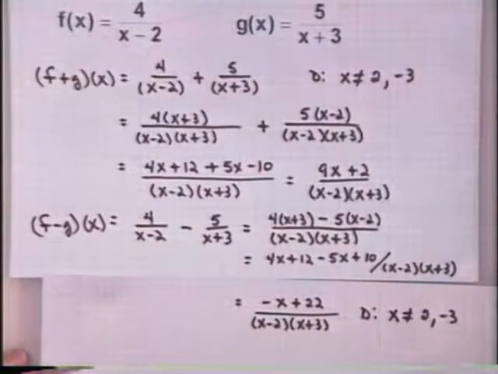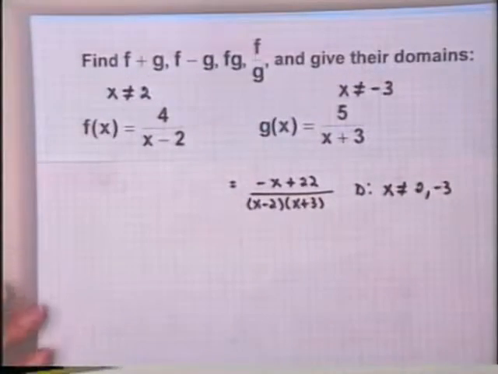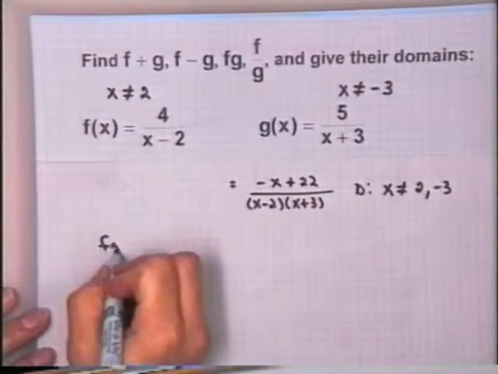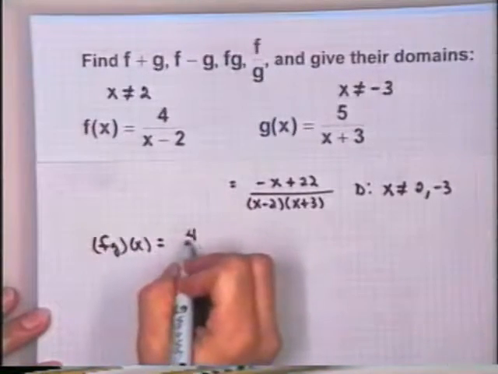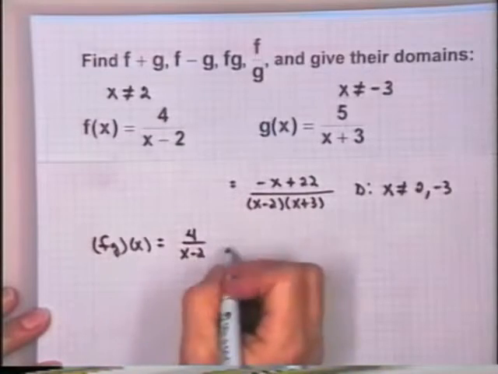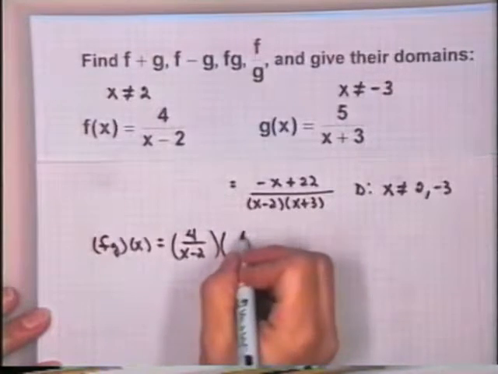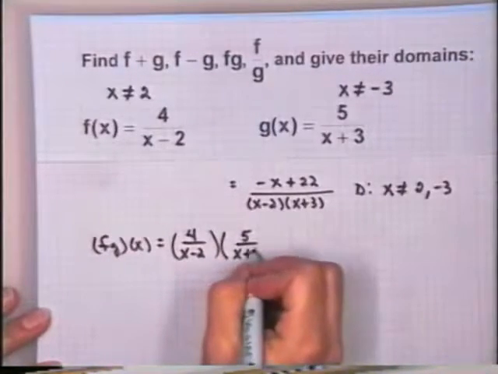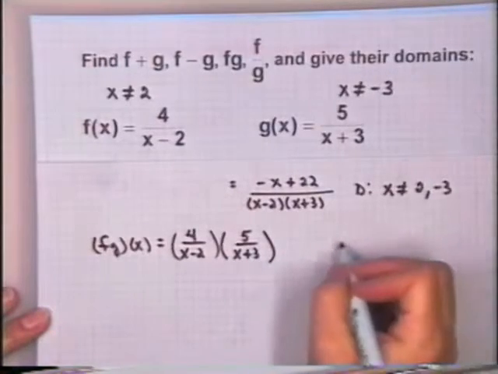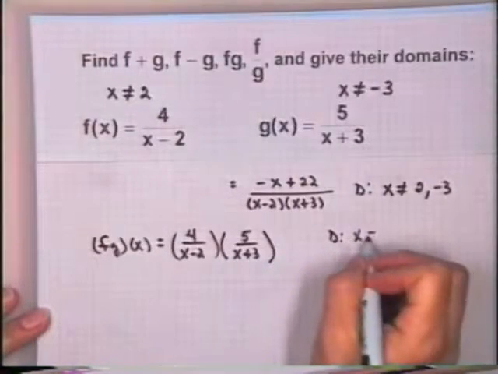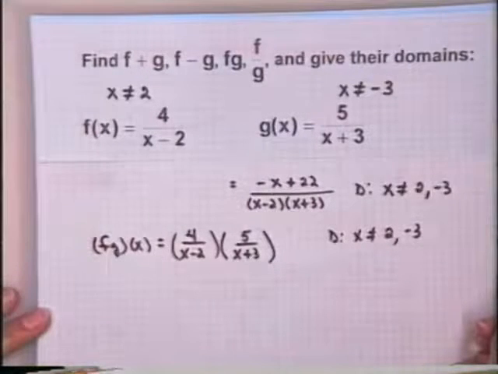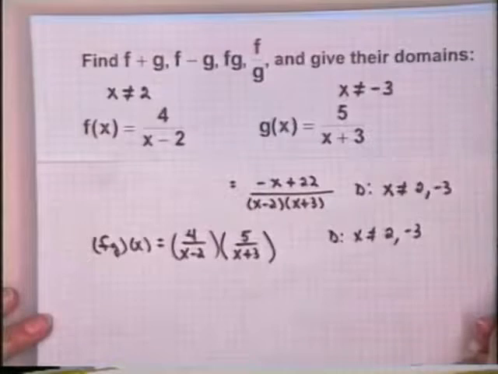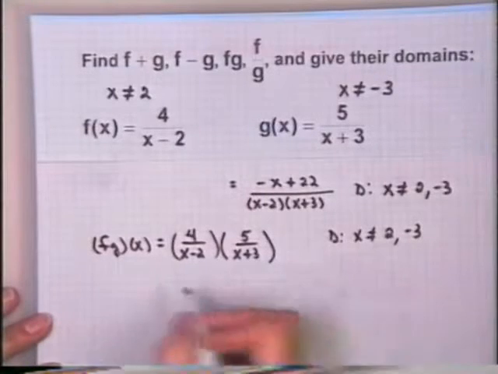Okay? Now, our third operation is going to be our product function, fg of x. So we have 4 over x minus 2 being multiplied times 5 over x plus 3. And again, we have the same domain here. X can't be 2, can't be negative 3, can it? Okay? Now, let's look at our product here.